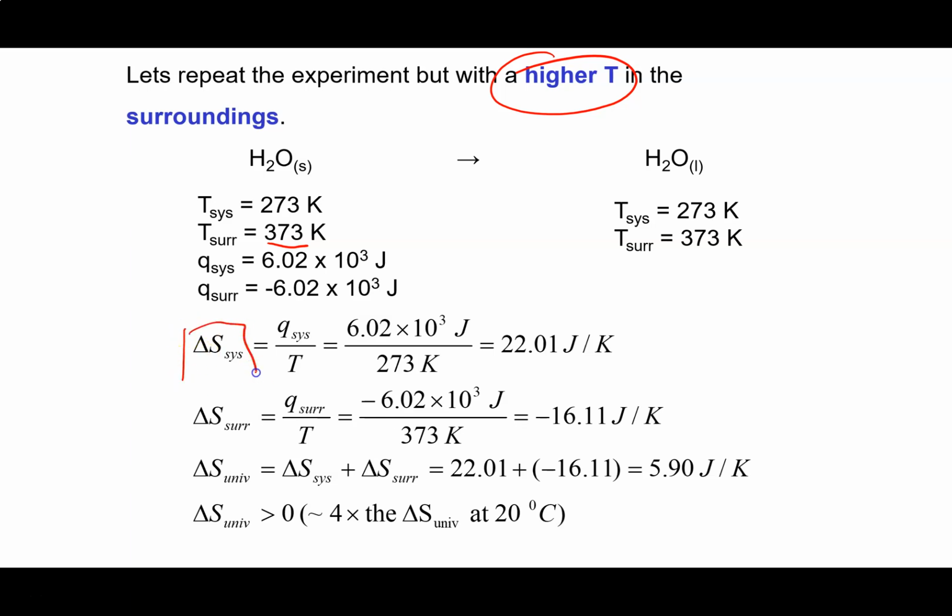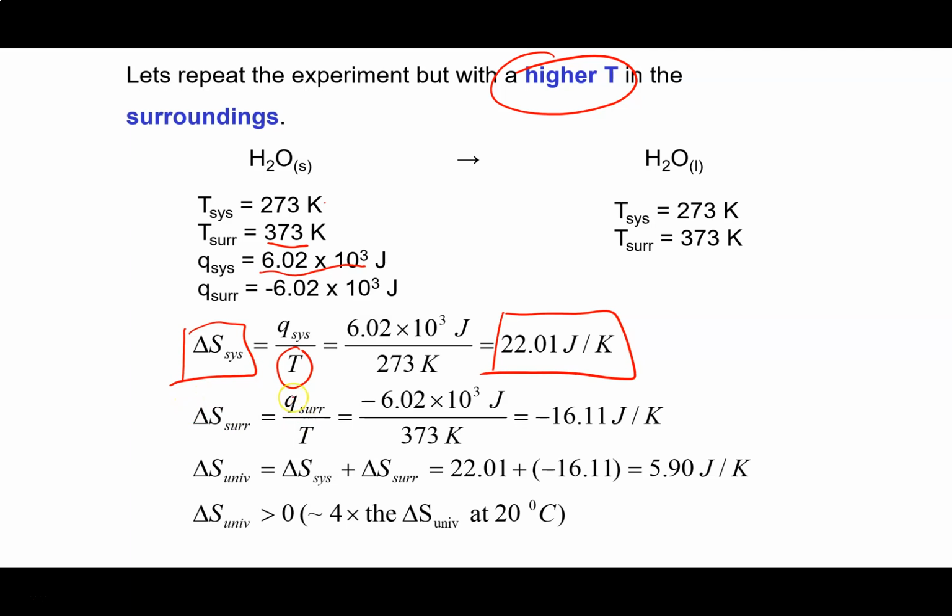So we're going to go ahead and calculate the change in entropy of our system. The amount of heat required to melt the ice has not changed, so our system will be gaining 6.02 × 10^3 joules. And the temperature of our system is still 273 K. So the change in entropy of our system is exactly the same as what it was before.